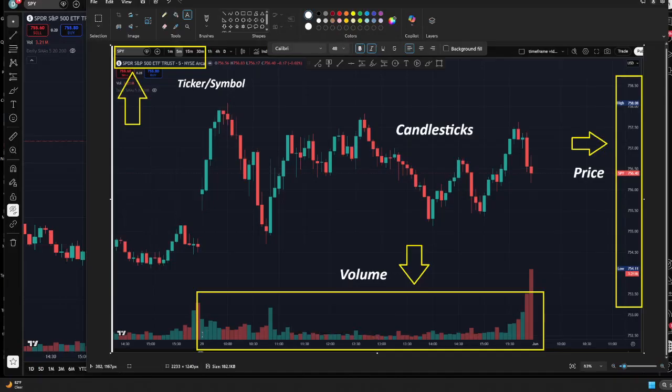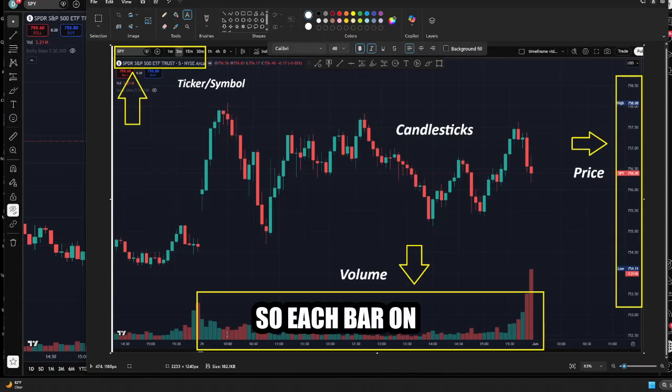And on the bottom, these bars you see on the bottom, first you have the time. So it was the 29th of May, and the market opens at 9:30 Eastern time, and it closes at 1600, which is 4 p.m. Eastern time.